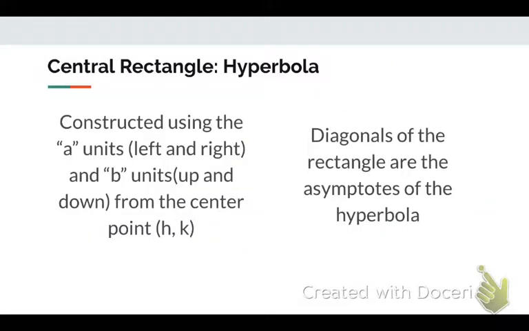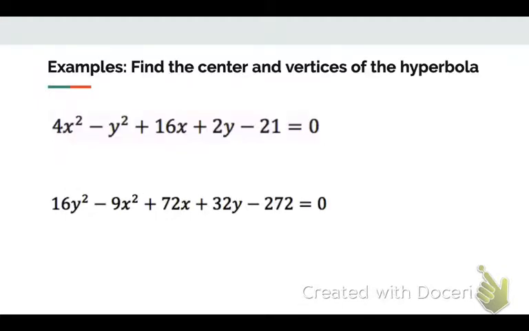So again, the central rectangle, we construct it using a and b, so left and right from the center point, and then up and down from the center point, which is h and k in your equation, and the diagonals of the rectangle are the asymptotes of the hyperbola. To find the center and vertices of the hyperbola, we've got to do some completing the square. So I need to group together x values and y values so that I can complete the square, and then move that constant to the other side of the equation.